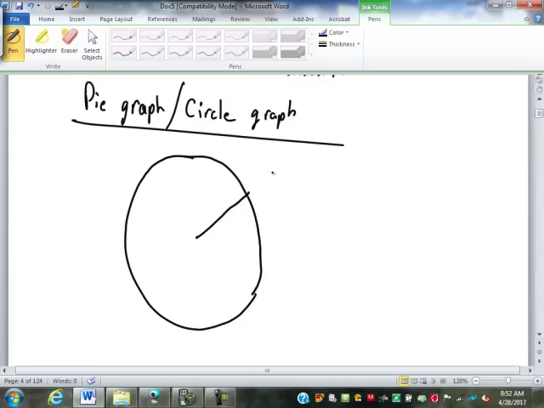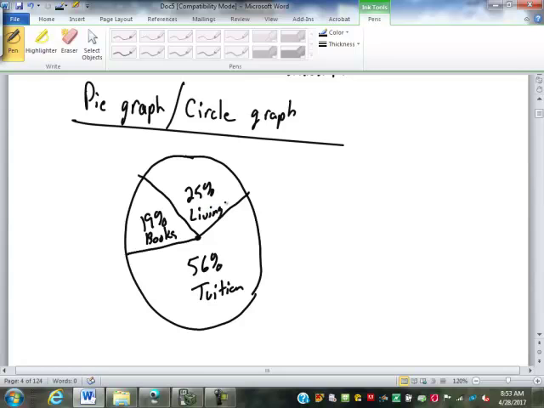Let's say we're looking at the cost of going to school. We might say here that 56% is tuition. 19% is books. And the remaining 25% is living expense. That would include your driving, extra rent, stuff like that.